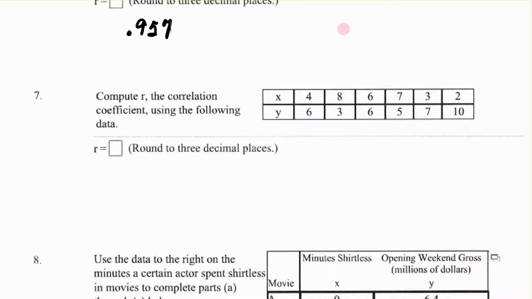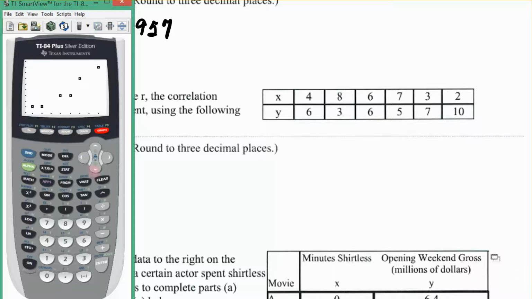All right, number 7, compute R. All right, how do we do it? Well, let's do second quit. Second quit always gets us back to the home screen. Make sure your home screen is always cleared off before you start doing something new. Want to put my data in, stat, edit. I'm just going to type over this data, and if I have some at the bottom, I'll delete them. All right, for the x's, I have 4, enter, 8, enter.